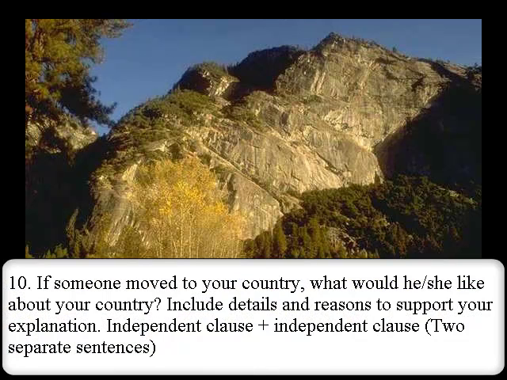10. If someone moved to your country, what would he or she like about your country? Include details and reasons to support your explanation. Use an independent clause and another independent clause, so you're essentially using two separate sentences.